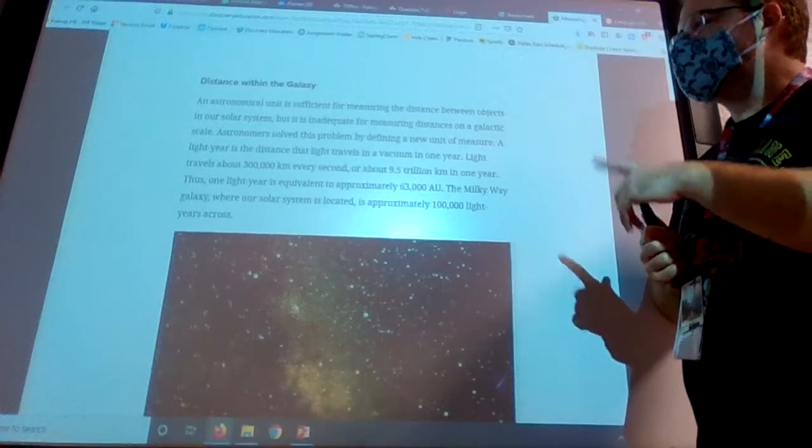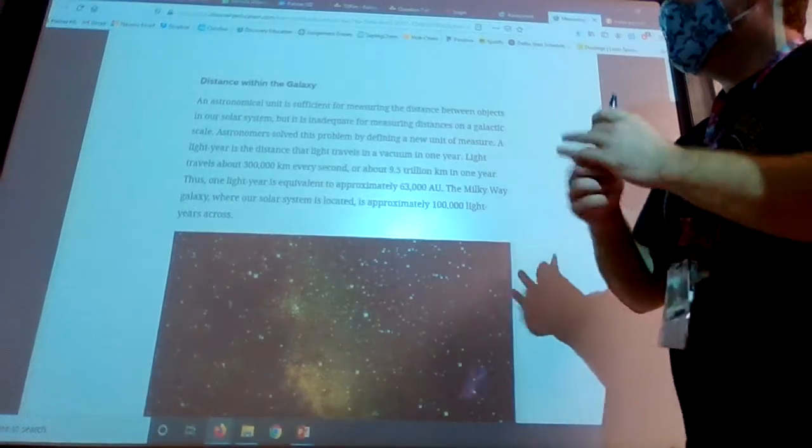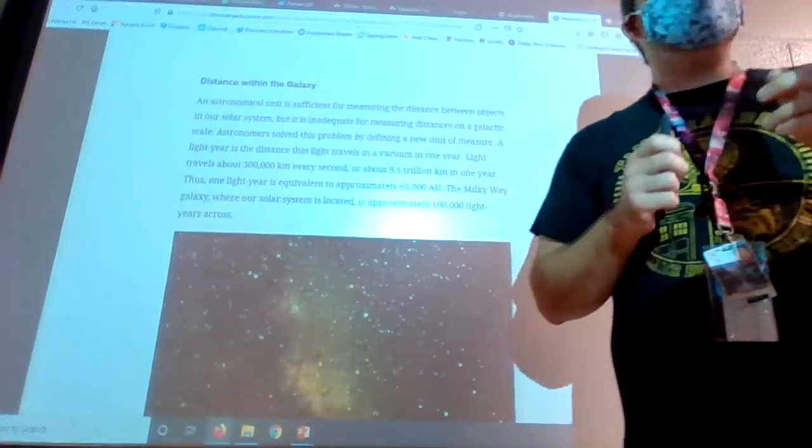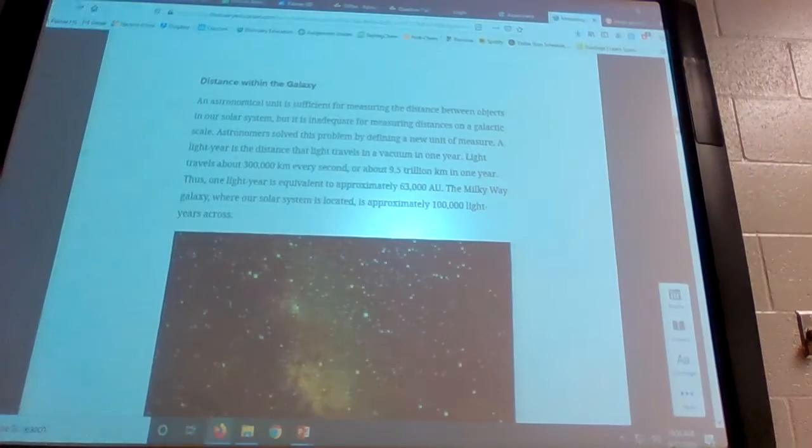So distance within the galaxy, we're talking about light years now. Light travels 300,000 kilometers every second. And actually, that's a weird way to say it. Usually when we talk about light speed, it's actually this right here: 3.00 times 10 to the 8th meters per second. And so this is actually the normal way that we describe light speed. So it's 3.00 times 10 to the 8th, which is 3, and then 8 zeros, meters per second.